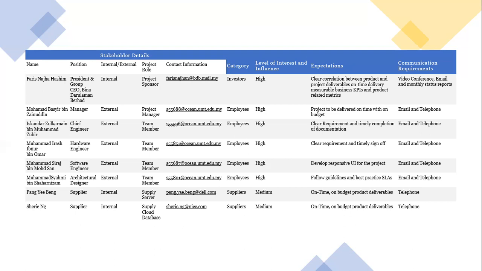And next one is Muhammad Irash Ibnu bin Omar, which also have a high level of interest and influence for the project. His expectation is clear requirement and timely sign off. And we communicate also through email and telephone. So next up, I will pass to Iskandar to continue elaborate about the form.